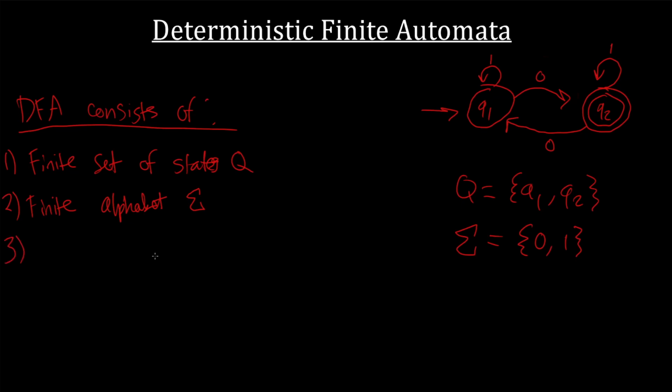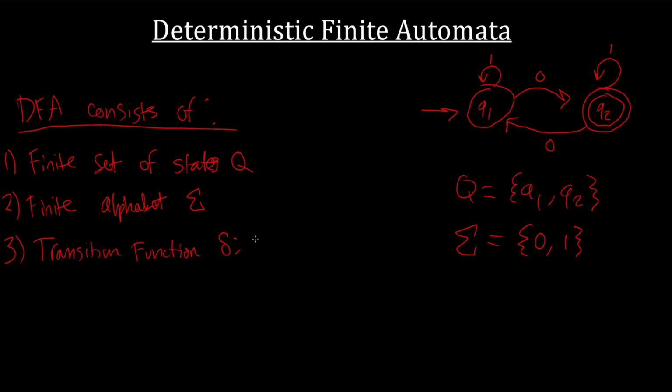Okay, condition 3 is going to be the hardest. It's going to contain some higher level math notation, but I just want you to stick with me. I'm going to try to make it as simple as possible. So condition 3 is that we must have a transition function, and we're going to call it delta. And then this is going to be some fancier math notation, but I'll make sure to explain it really well.